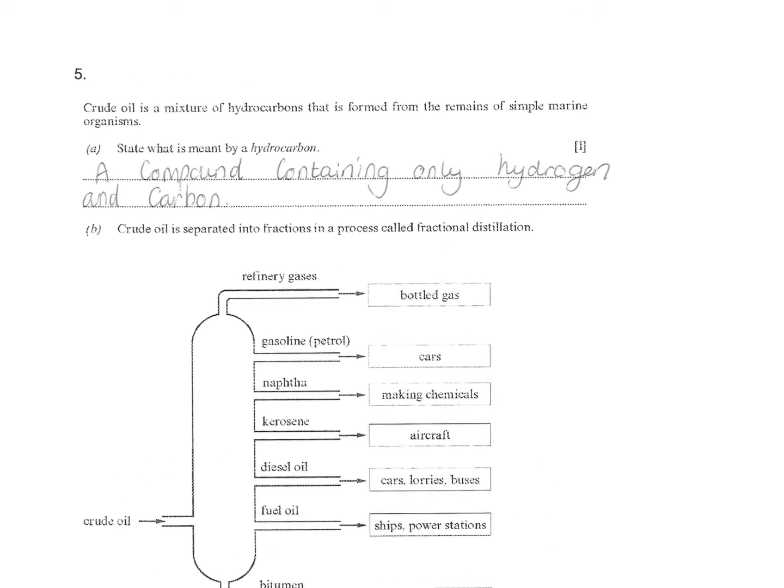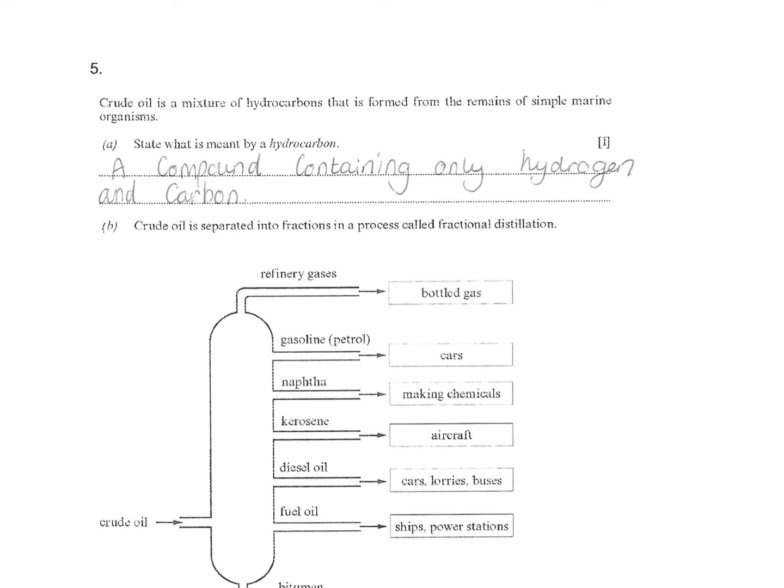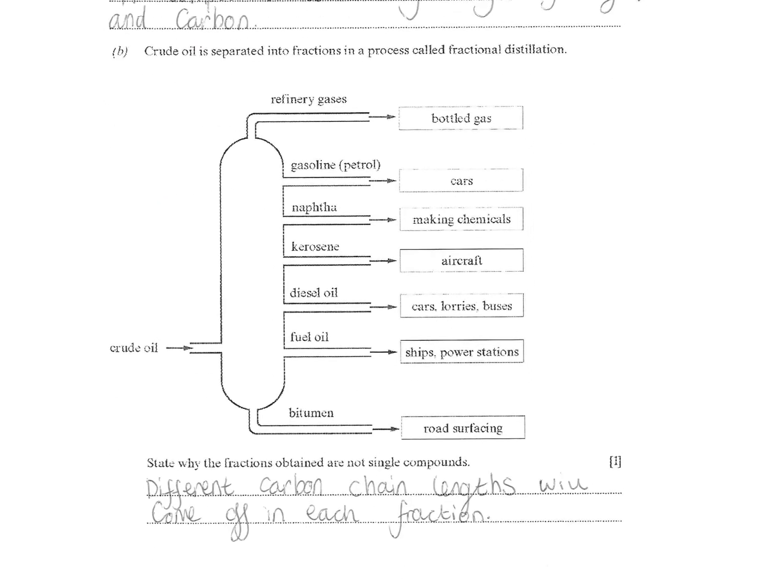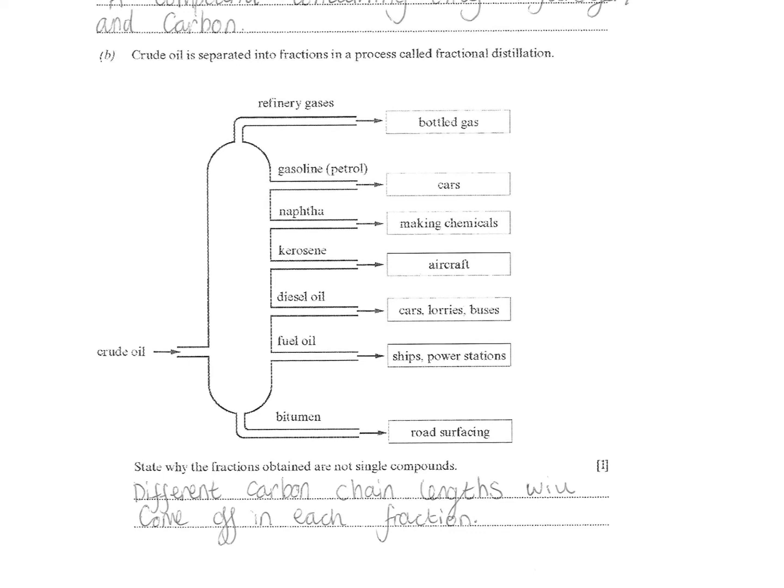Again, the same question. What is meant by a hydrocarbon? A compound. It has to be a compound, okay, containing only hydrogen and carbon. State why the fractions obtained are not single compounds. This is because different carbon chain lengths will come off each fraction. So if you actually looked at the information, carbon lengths 1 to 4 are all in that fraction. Carbon lengths 5 to 10 are all in that fraction. So that means that there will be different things coming out. So there'll be some things that are carbon 1, some things that are carbon 2, some things that are carbon 3, and some things that are carbon 4. So they'll all come out in the same fraction there right at the top.